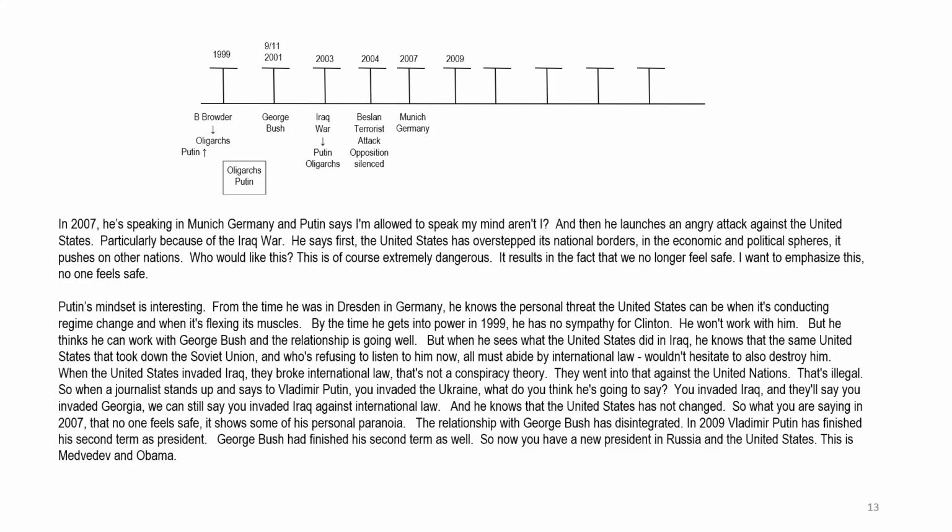So in 2007, he's speaking in Munich, Germany, and Putin says, "I'm allowed to speak my mind, aren't I?" And then he launches an angry attack against the United States, particularly because of the Iraq war. He says, first, the United States has overstepped its national borders. In the economic and political spheres, it pushes on other nations.